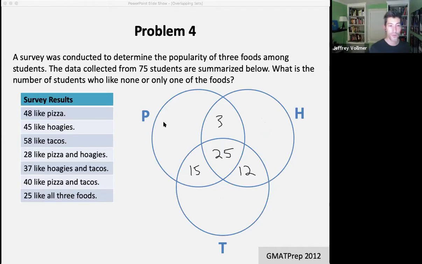What's the number of students who like none or only one of the foods? Well, you've already accounted for the people who like exactly 3 or exactly 2 of the foods.